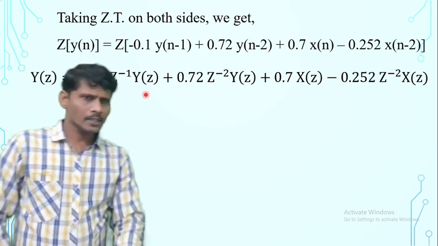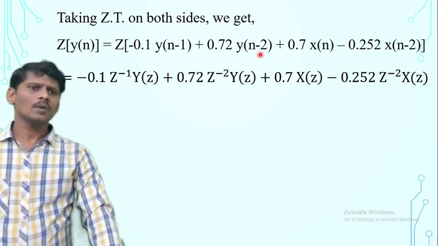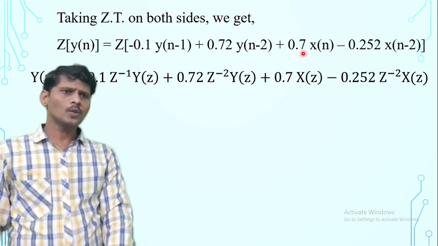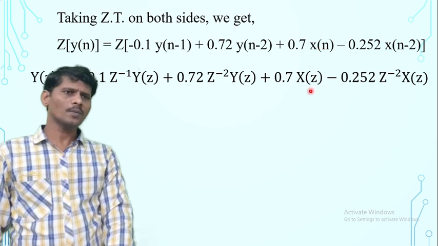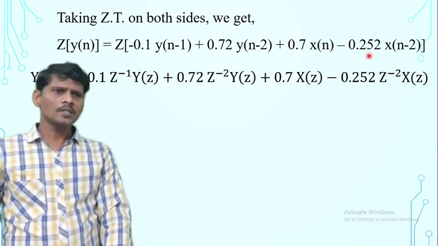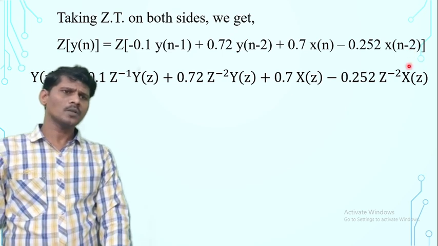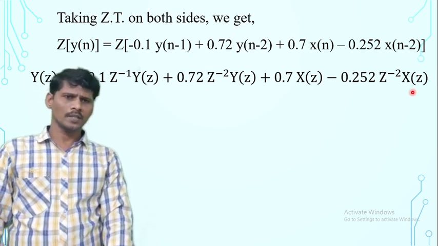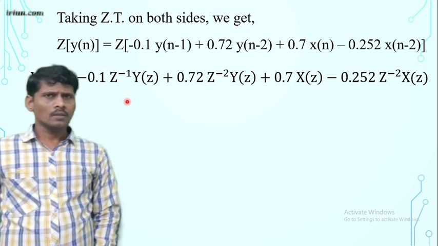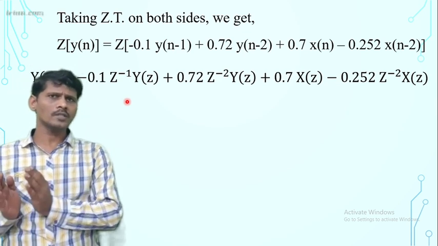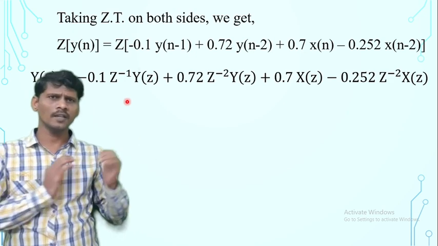Plus 0.72 into the z transform of y of n minus 2 is z power minus 2 Y of z. Plus 0.7 into the z transform of x of n is X of z. Minus 0.252, the z transform of x of n minus 2 is z power minus 2 X of z. So the Y of z terms are arranged on one side and the X of z terms are arranged on the other side.